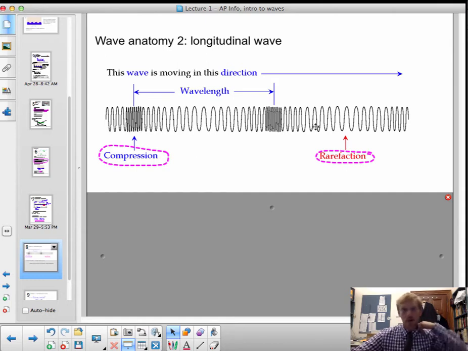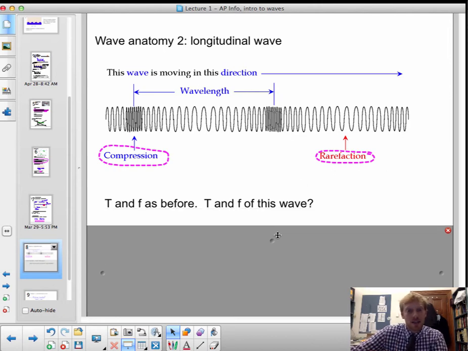You might have heard of rarefied air at high elevations. That means that the air is spread farther apart, and one consequence to being in a region of rarefied air is that it's harder to breathe. You get less oxygen. Period and frequency are defined the same as before. That is, the time for successive peaks of compression to pass.